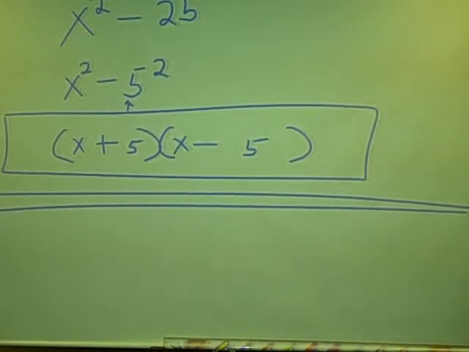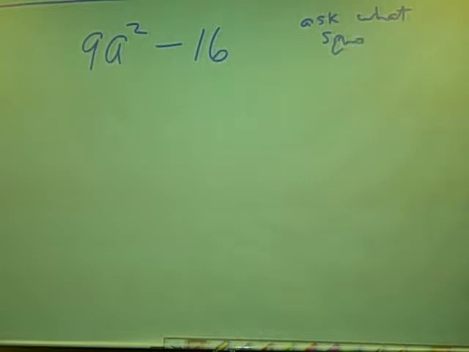All right, well, let's try this. Let's try 9a squared minus 16. And you want to ask yourself, first of all, can I factor out a common factor? Well, we can't, right? All right, so let's see. What squared gives us 9?